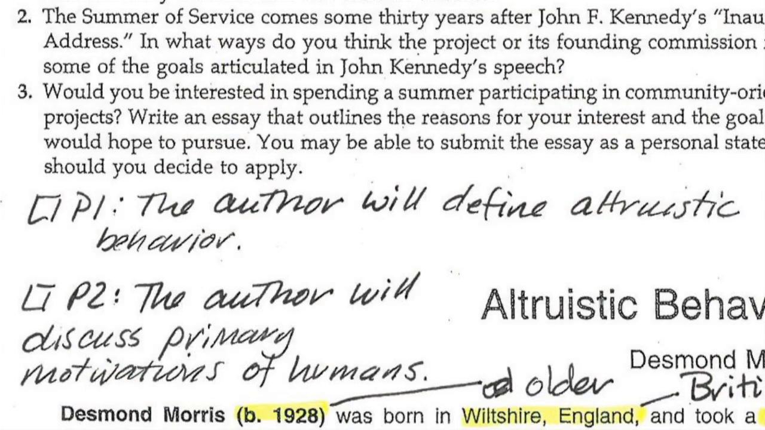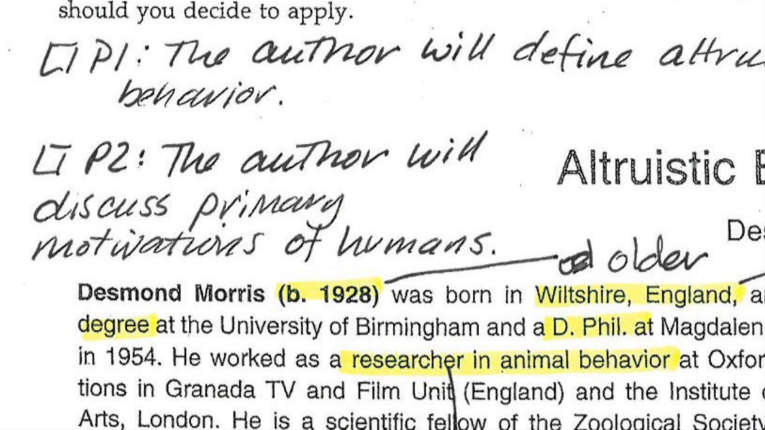Finally, the last thing that we're going to do today as a post-reading activity is to confirm and deny our predictions. As you remember, during pre-reading, we wrote down 2 predictions of things that we thought the author would do in the essay. My first prediction, as you will recall, is the author will define altruistic behavior. So what you want to do is put a check next to the box that you wrote for the first prediction, if indeed it was true. I think we can safely say that was true in this essay, so we go ahead and put a check next to it. The second prediction was the author will discuss primary motivations of humans. I think this also was borne out in this essay, so we put a check.